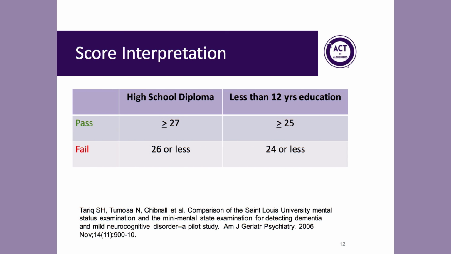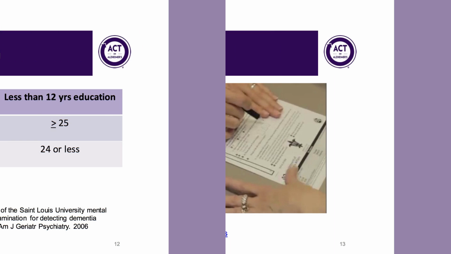You will also see on the bottom of the form how the SLUMS score is interpreted. This tool breaks down score interpretation according to level of education. If someone has at least a high school education, a passing score is 27 or higher. However, if a patient has less than 12 years of education, extra leeway is given for normal errors, and a passing score is 25 or higher.